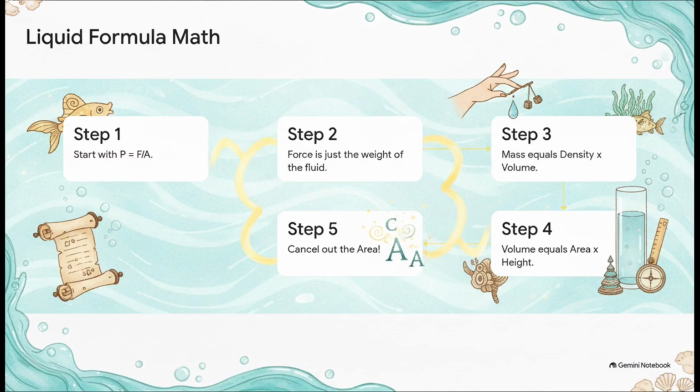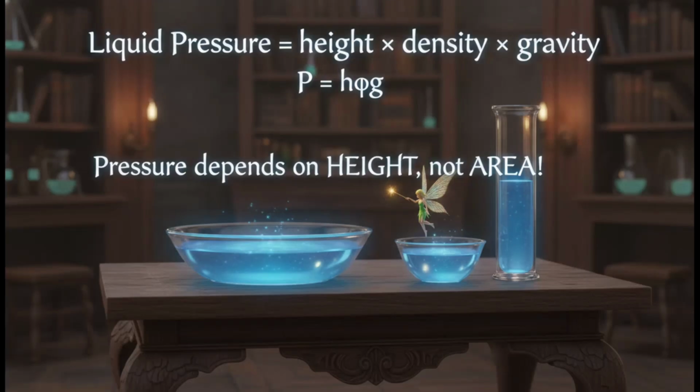And finally, Step 5, when you plug all of that back into your original fraction, the area on the top and the area on the bottom literally just cancel each other out completely. And what we are left with after all that canceling is this beautiful, super elegant formula for liquid pressure.